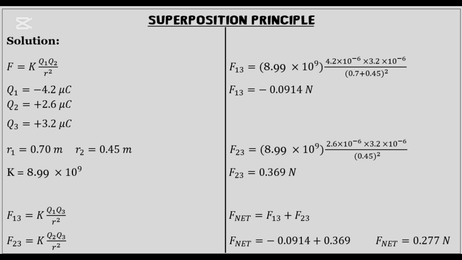Since we did not resolve any of the charges or forces, our net force will be F13 plus F23, a direct summation of the two forces. So our net force will therefore give us 0.277 newtons. You note the steps by which we got the two forces from both charges, then how we computed the net force. Now to our next part, which is angular superposition.